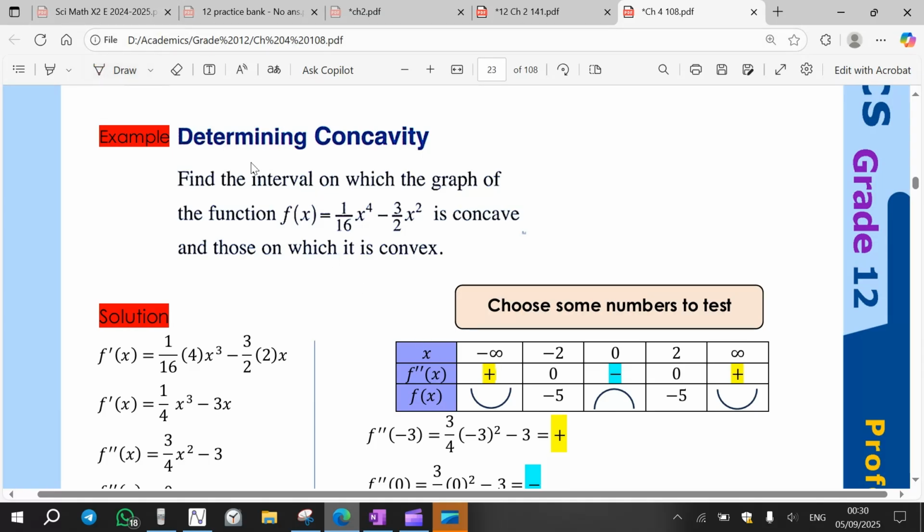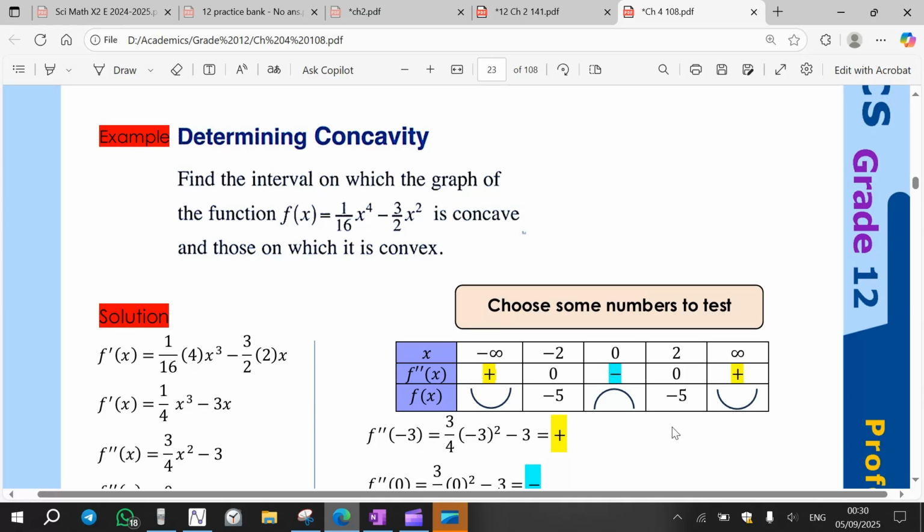If I want to write the point of inflection, this -2 I found is x. If I put -2 back into the original function, I will get -5. So the point (-2, -5) is a point of inflection. Similarly, if I input 2 into the original function, I'll get -5 as well. Then (2, -5) is also a point of inflection.